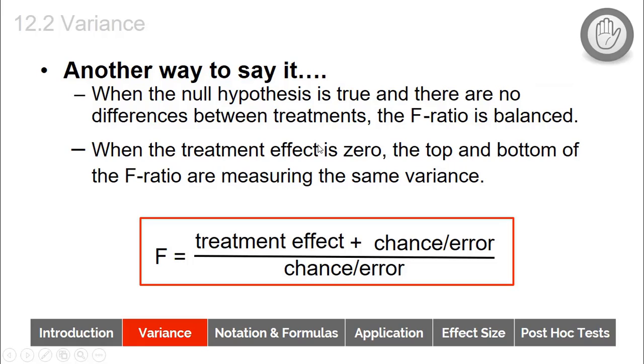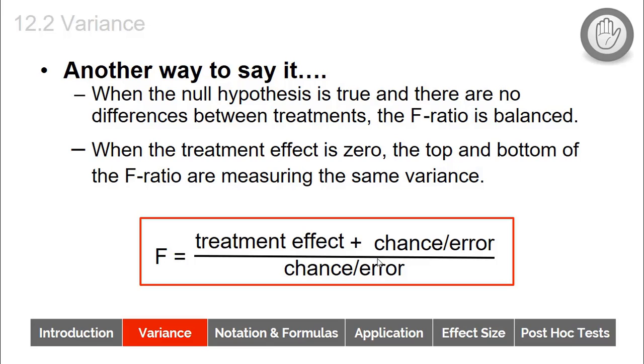So here's another way to say it. When the null hypothesis is true and there's no differences between the groups, the F ratio we say is balanced. That means that when there is no treatment effect here, the random error is going to be equal. And when you have equal numbers in the numerator and the denominator, you get the number 1. Anything divided by itself is 1. So if we don't have a treatment effect, all we have is this random error that's happening, our F score is going to be 1.